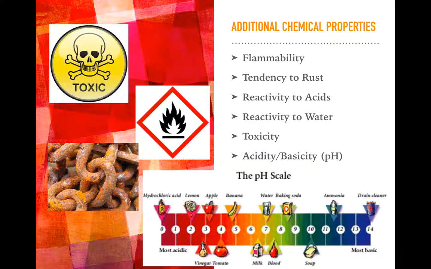Other chemical properties include whether a substance is flammable or not, whether it has a tendency to rust, and how it reacts when placed in water. There are some substances that will produce bubbles or even react violently in water. Toxicity, which is whether a substance is poisonous or not, is also a chemical property, as well as whether a substance is an acid or a base. We will explore what an acid and base are in a future lesson.